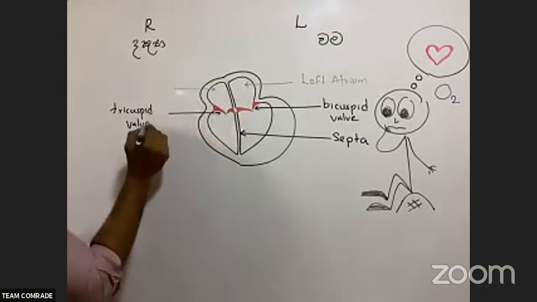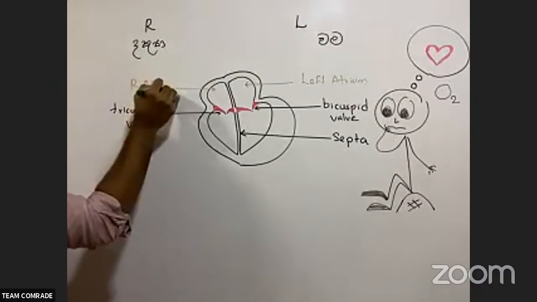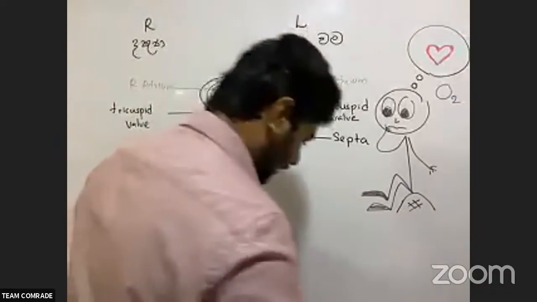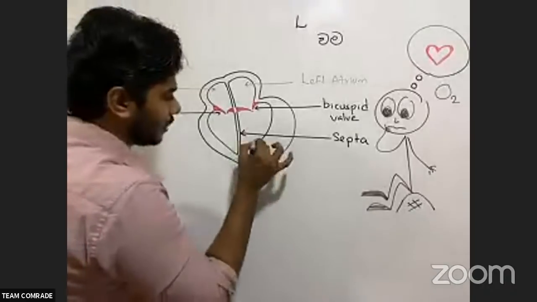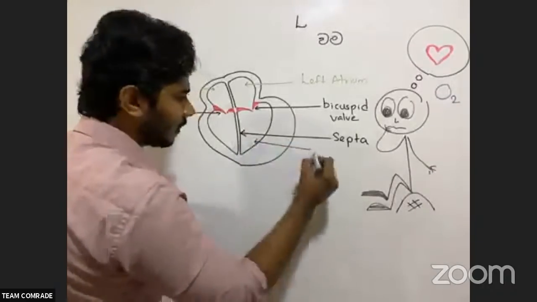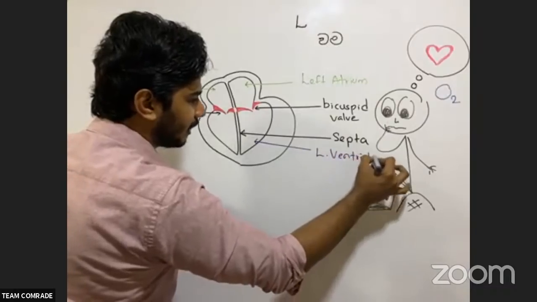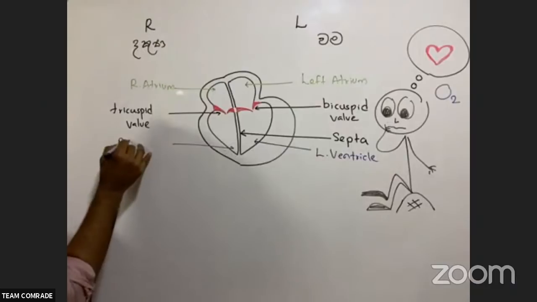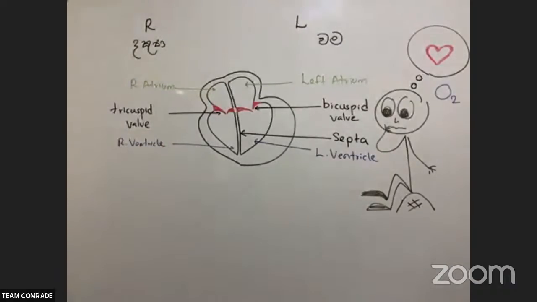So what is this side then? You have to talk, my dears. This side is the right atrium. That is the left atrium and the right atrium. Another thing we have here: this one is the left ventricle, and this one is the right ventricle. Very good.